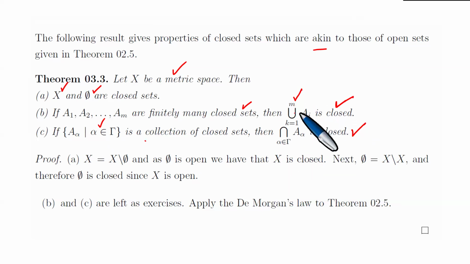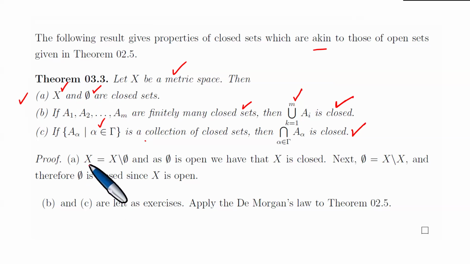But for the union, the theorem is weak. It's weak in terms of the unions because it states unions as finite, but the intersections can go up to infinity. Okay, let us prove the first result. The first part says the whole metric space X is closed, and also the empty set is closed. How do we prove this?